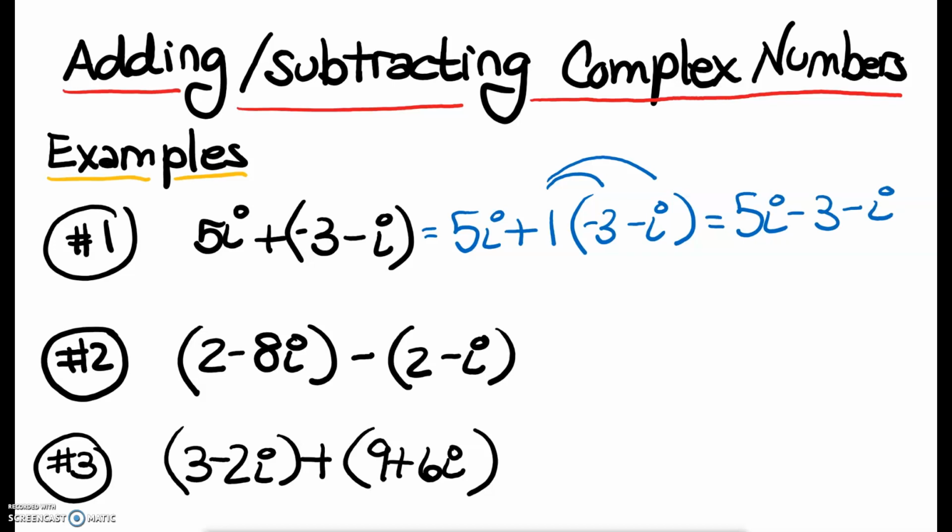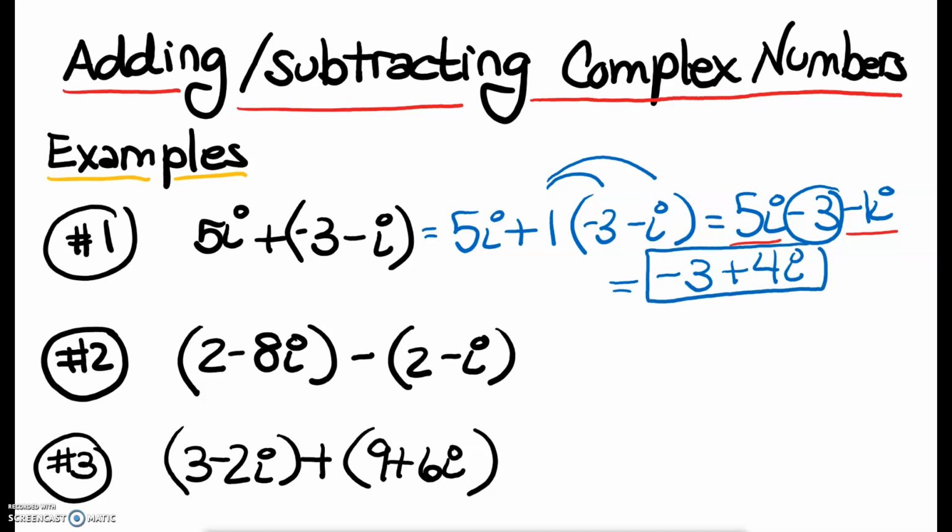So which of these are like terms? Well, our imaginary parts are like terms. So when we simplify this, we add the numbers in front of our imaginary parts, and I put a 1 in front of that i, that negative 1, just like I would with a variable. And since I write my real numbers first, I'm going to write my negative 3 first. That's my real part. And then I'm going to take 5 and subtract 1 to get a positive 4i. And that is my final answer for this example.